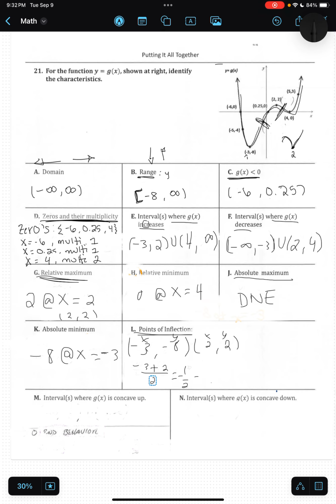-1/2, which is also known as -0.5. And then we have 2 plus -8, divided by 2. This is our y. This is our x. And this is equal to -6 divided by 2, which is -3. So then our first point of inflection is -0.5 at -3.